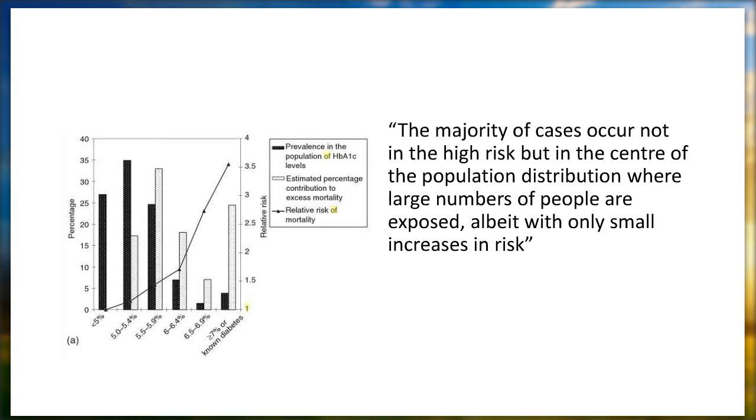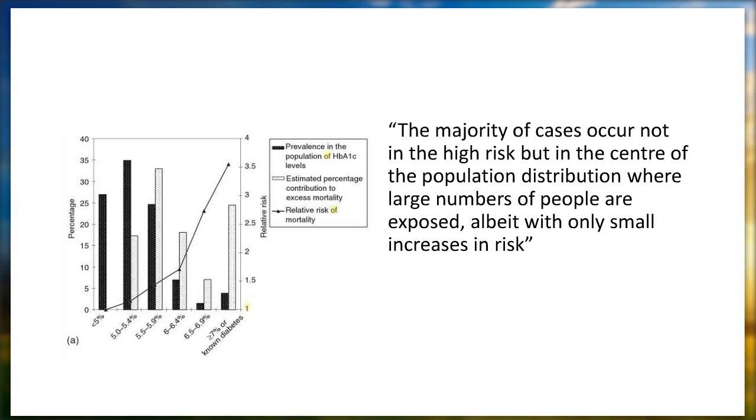And for those that have known diabetes or a hemoglobin level greater than or equal to 7%, the relative risk of mortality is high, which is what we'd expect. When you have diabetes, your risk of mortality has increased. What this line shows us, for those that don't have diabetes, their hemoglobin levels are somewhere between 6.9% and even down to close to 5%, there still is a relative risk of morbidity. It's not as high as for those who have diabetes, but there is a risk. So that's the line. Now, there's two shades of bars for the bar graph that goes with that.